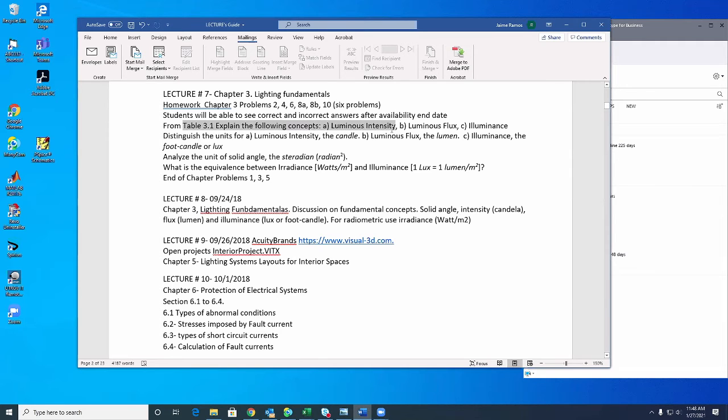We have all these quantities, variables, luminous intensity, luminous flux, illuminance. So what is that? So the luminous intensity is the candle, the luminous flux is the lumen, and the illuminance is the lux or foot candle. So that table is right here. Right, this is the table.